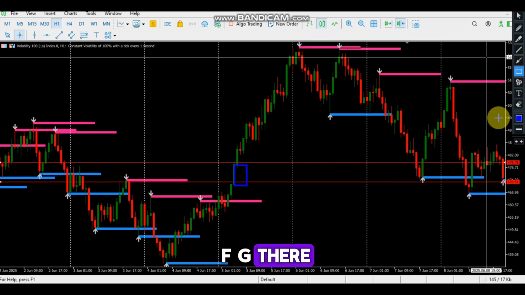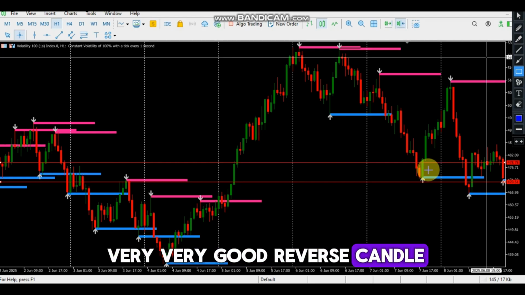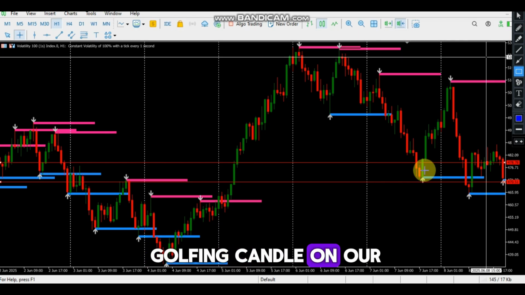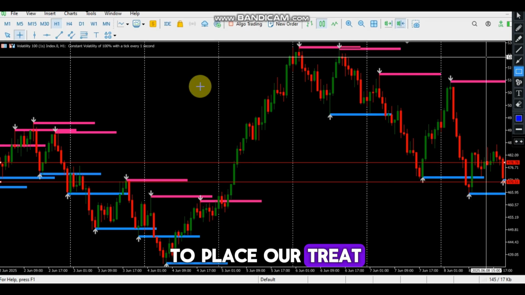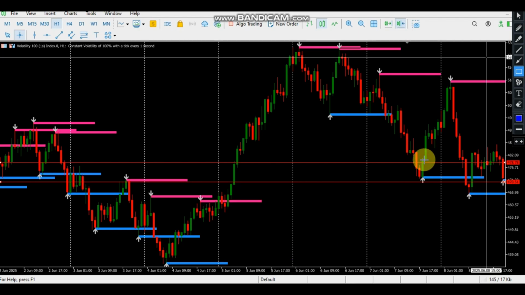Can you see the FVG? There's an FVG there. So in that FVG we have a reverse candle. Can you see the reverse candle here, which is a very good reverse candle, an engulfing candle. So on our engulfing candle we are going to place our trade. Let's see how it goes.